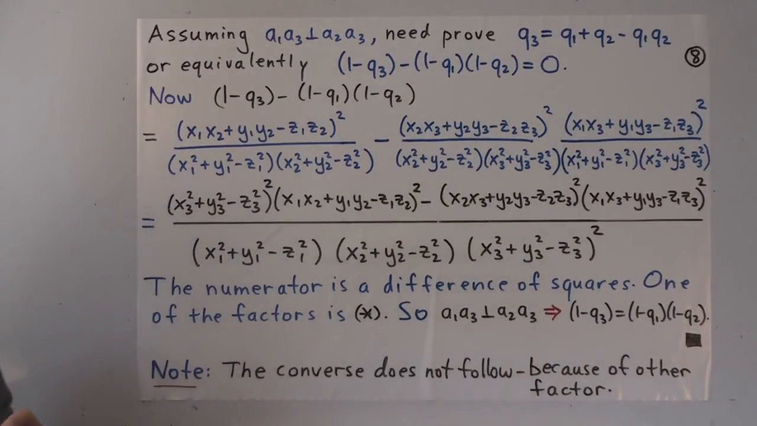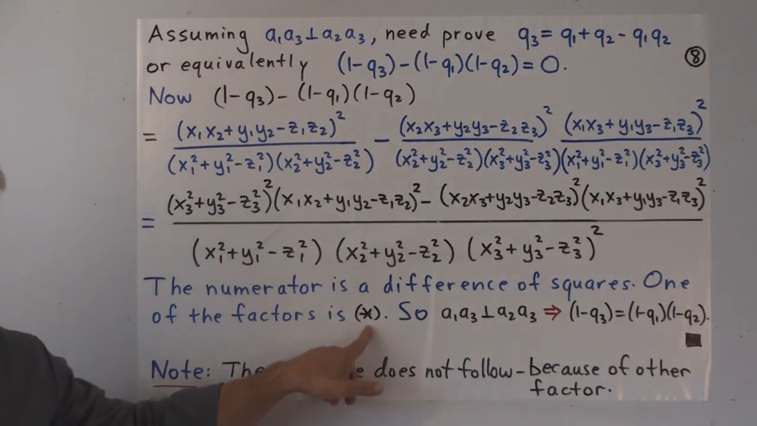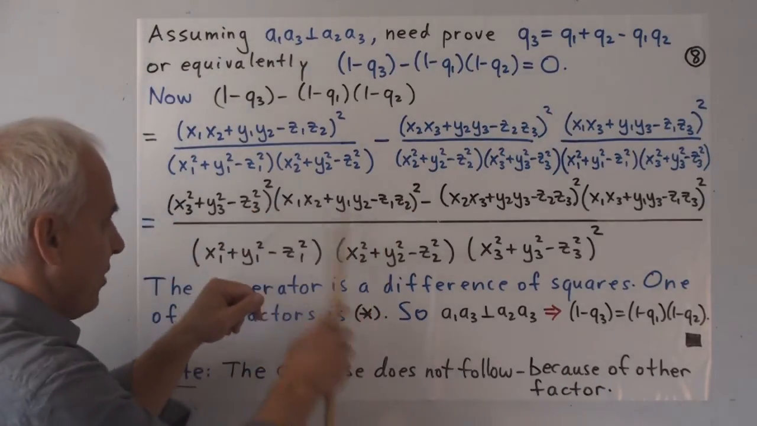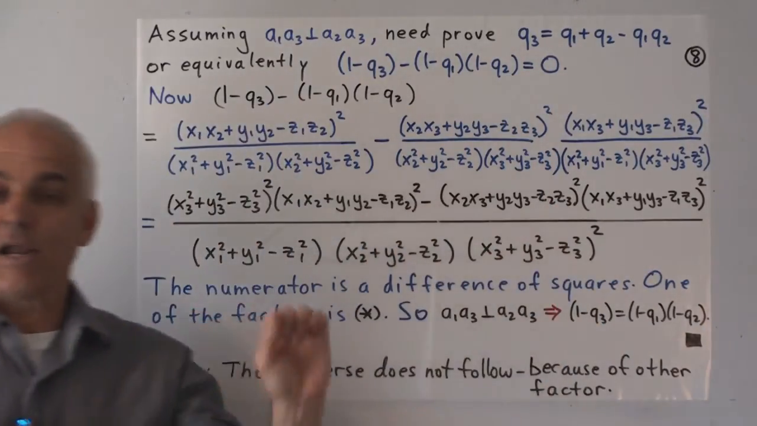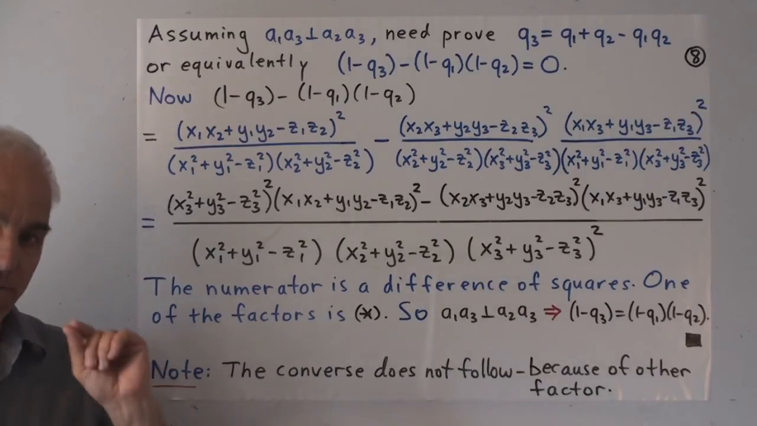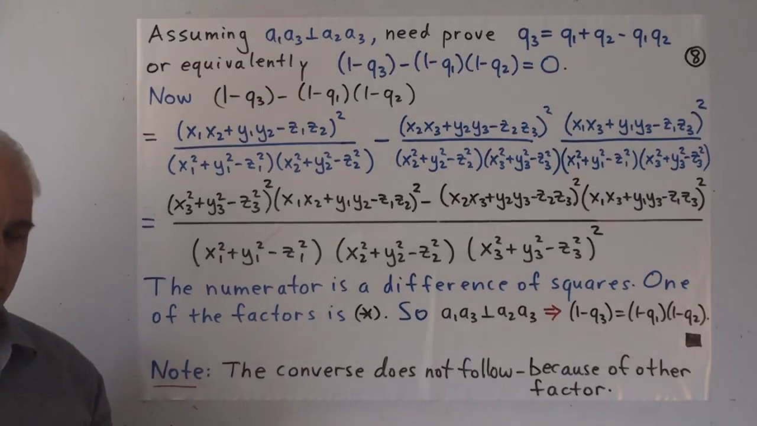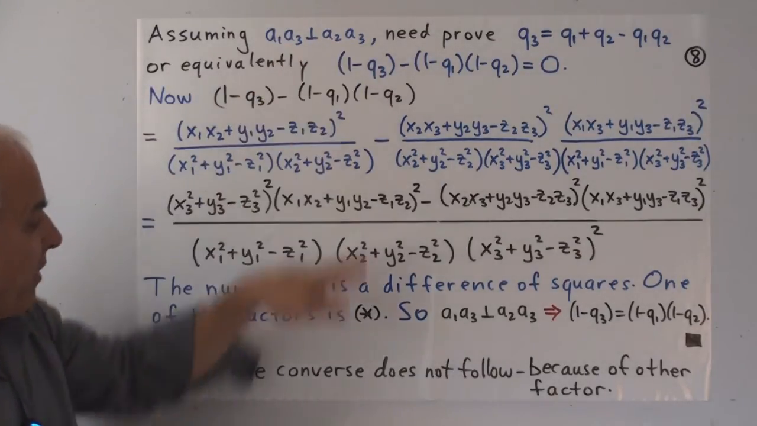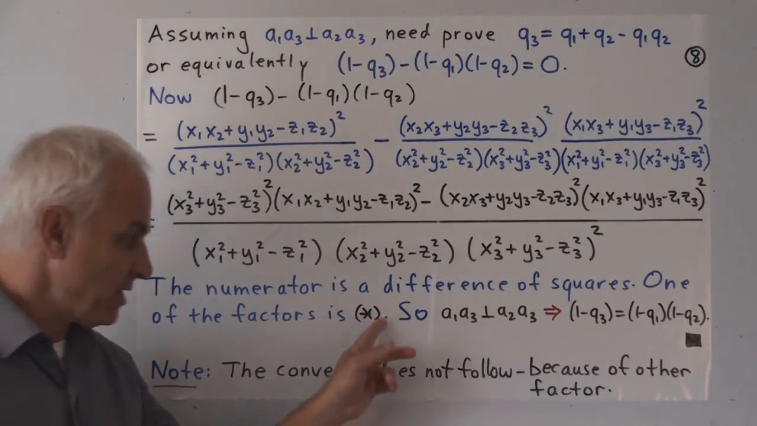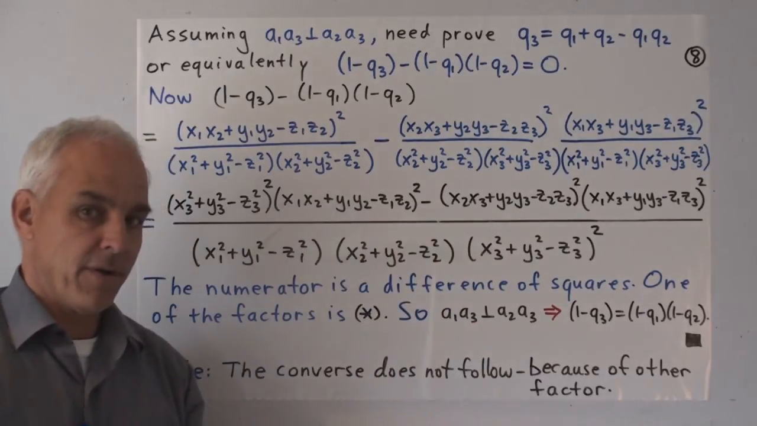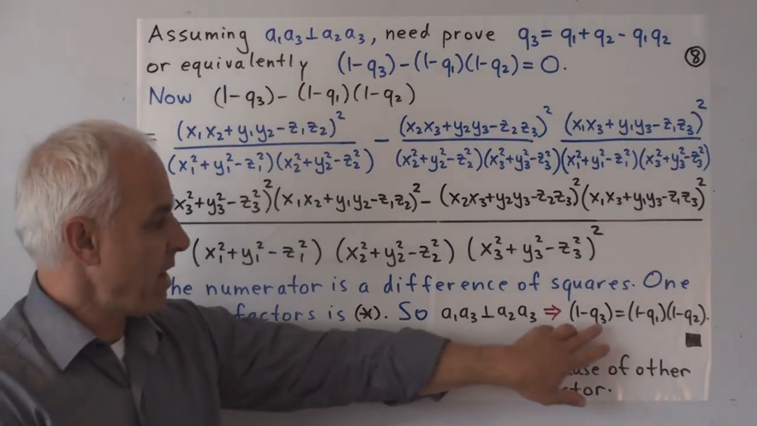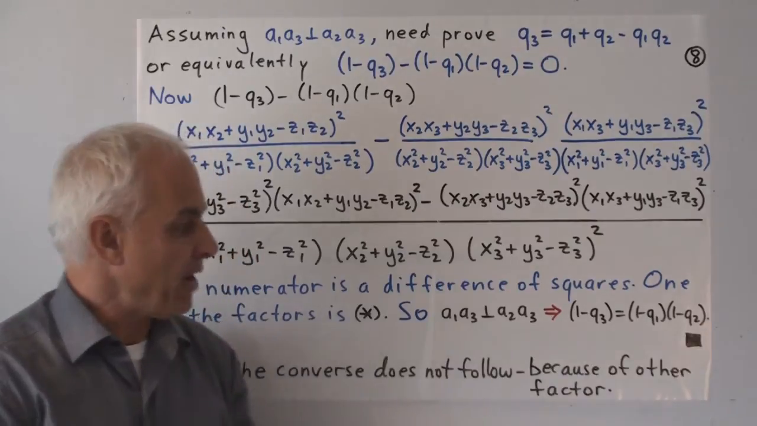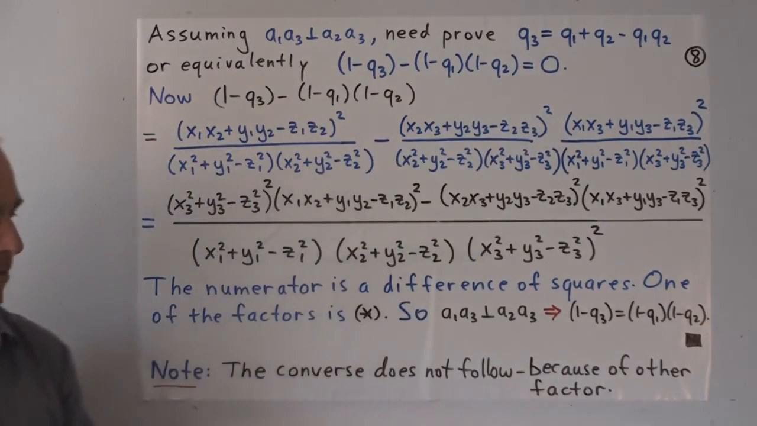And the first one of those things that I said is exactly our expression star. So this times this without the squares, so just that term times that term, minus this term times this term, is exactly what I wrote down on the previous slide. That was the expression star. And we said that if the lines were perpendicular, then star was 0. So if star is 0, then that's a factor of the numerator. That means this whole expression is 0. And so 1 minus q3 equals 1 minus q1 times 1 minus q2, which is equivalent to Pythagoras. That's a proof.